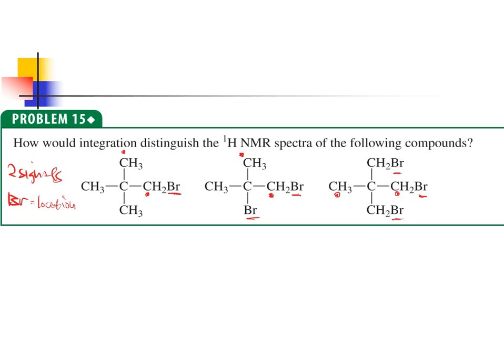So the next thing in line that we can use to our advantage in NMR is the integration of the molecules that are located here. So the integration of these compounds will be different. Let's find out how. Let's find out why. Let's find out how to calculate them.